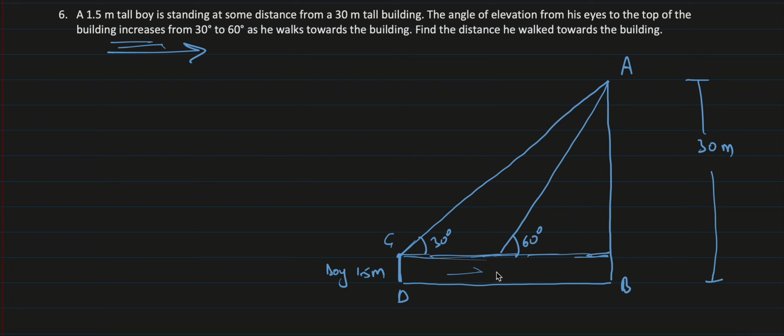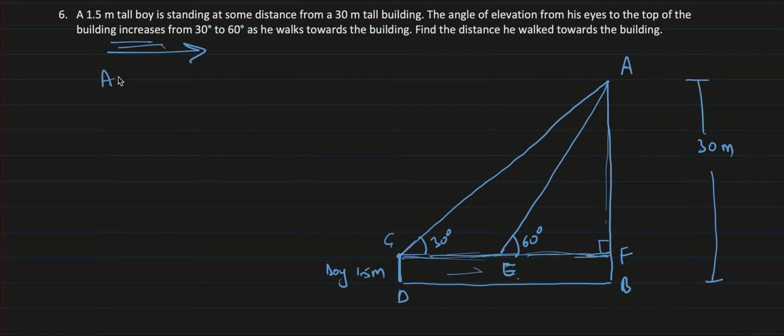As he walks towards the building, find the distance he walked towards the building. So we need to find it. Let's say he moved till E over here, and this is F, to a point E over here. Now let us calculate. First thing we have to do is consider AF, because F will be the point where we take 90 degrees in triangles.